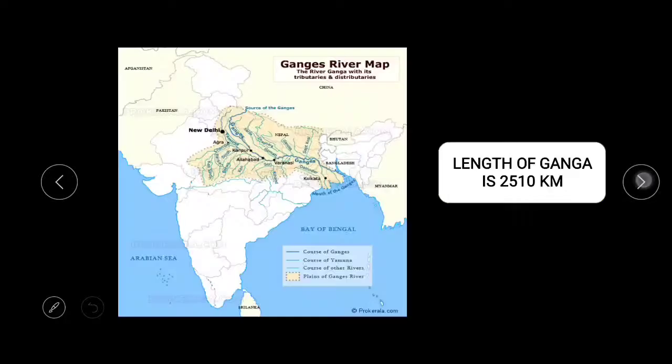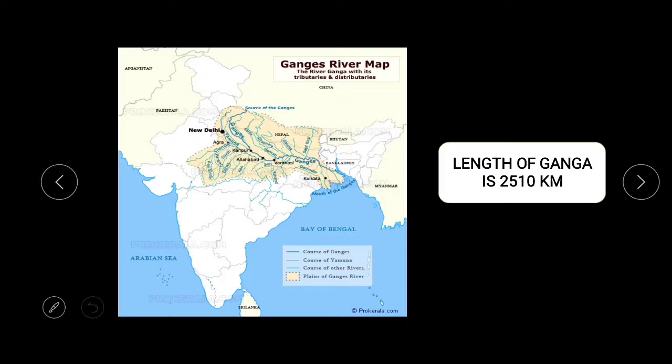Next, moving on, we have the Ganga Basin or the Ganga River. We can see the Ganga River in the yellow portion marked in the map, and the blue lining shows the courses of the Ganga River and its tributaries. The Ganga covers a total length of 2,510 kilometers.